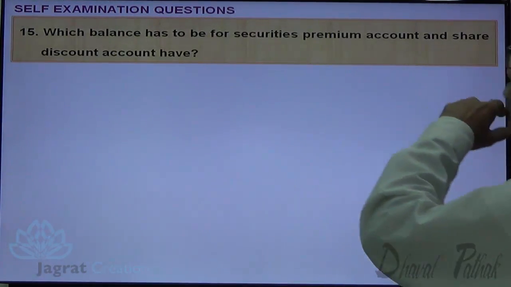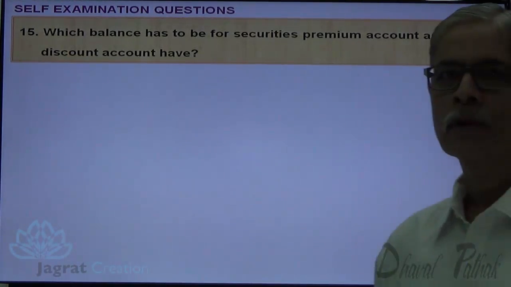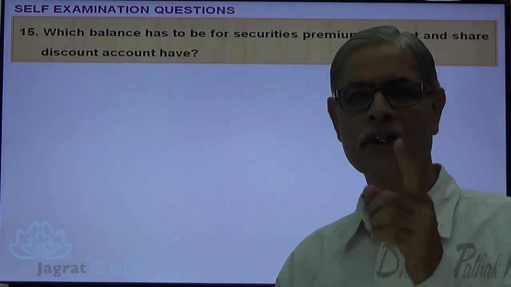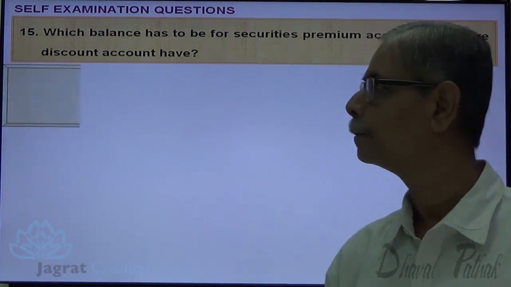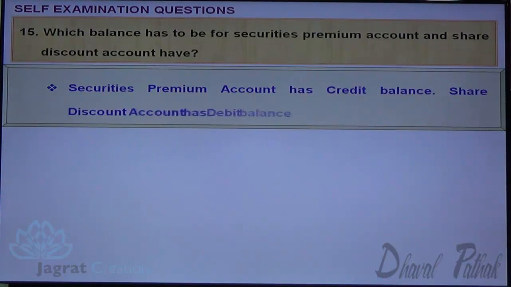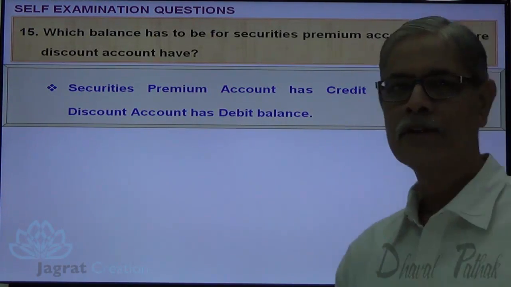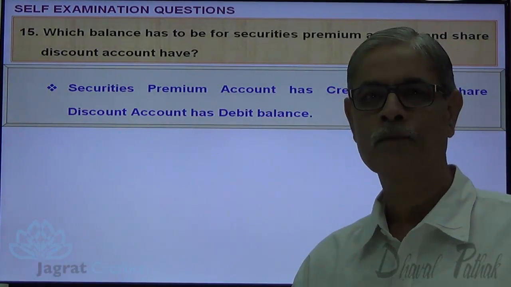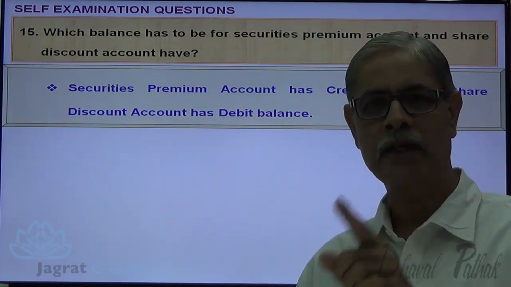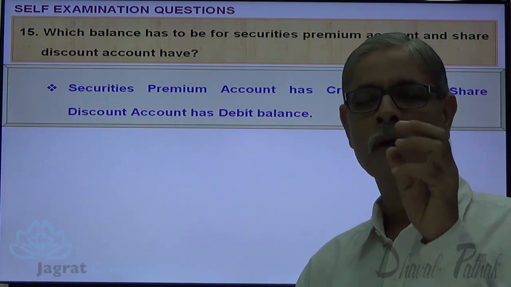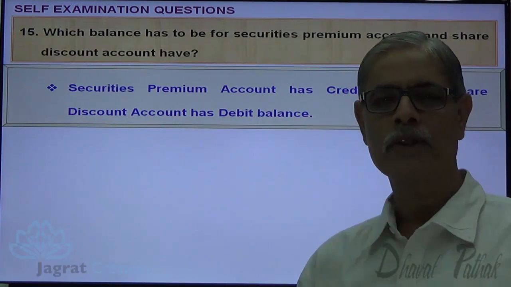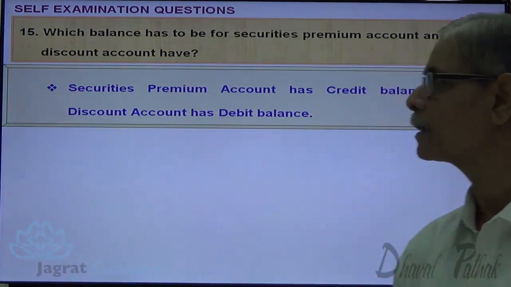Which balance do security premium account and share discount account have? Security premium has a credit balance, share discount account has a debit balance. The reason is security premium is a capital income, incomes have credit balance, while share discount is a capital loss and losses have debit balance. This is how share discount account has a debit balance.